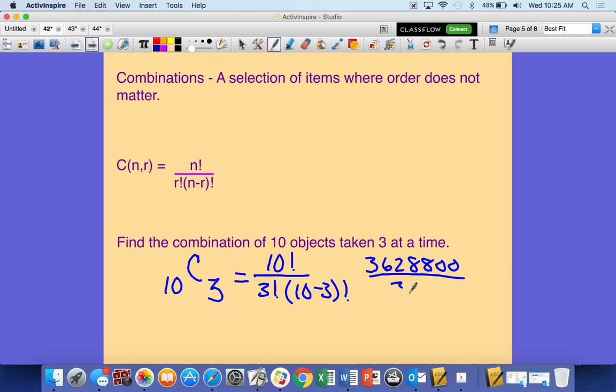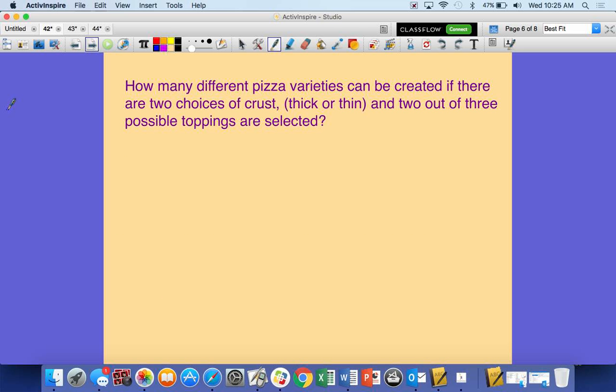And that gives us 30,240. When we divide those out, we end up with 120 different ways that those can be taken 3 at a time when the order does not matter.